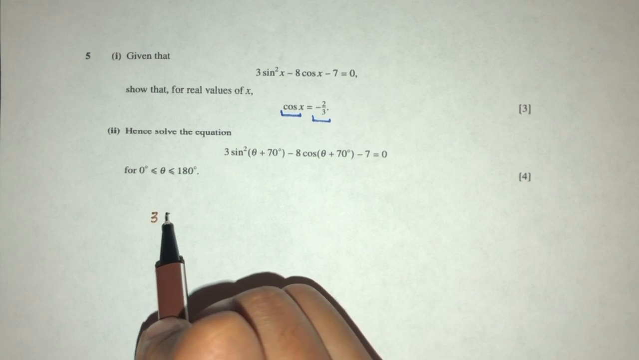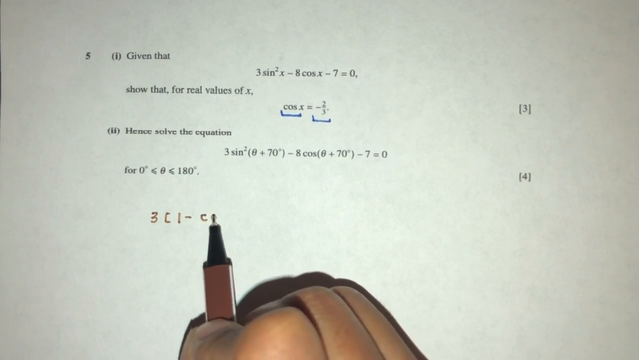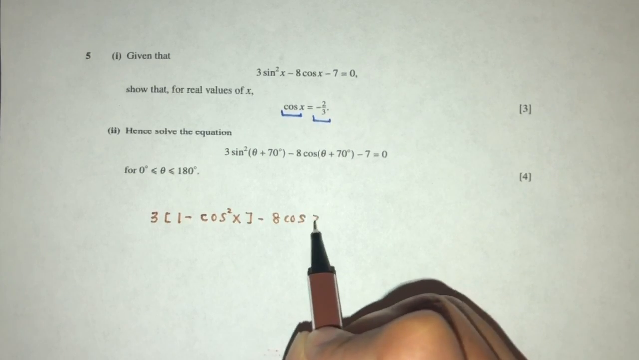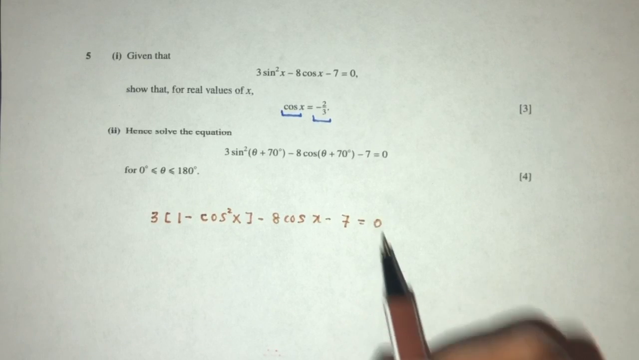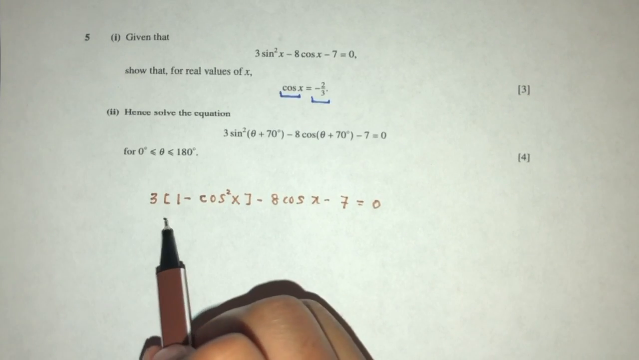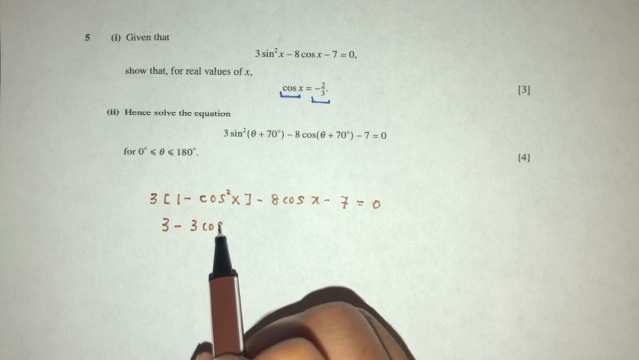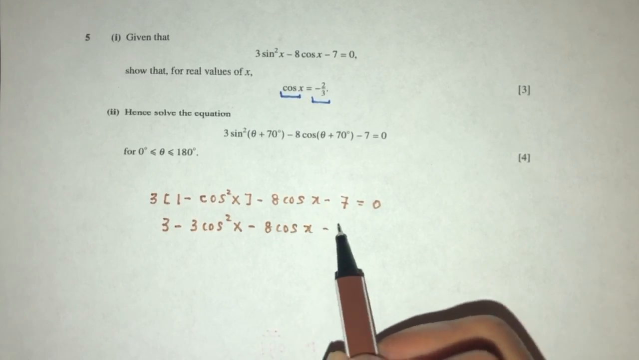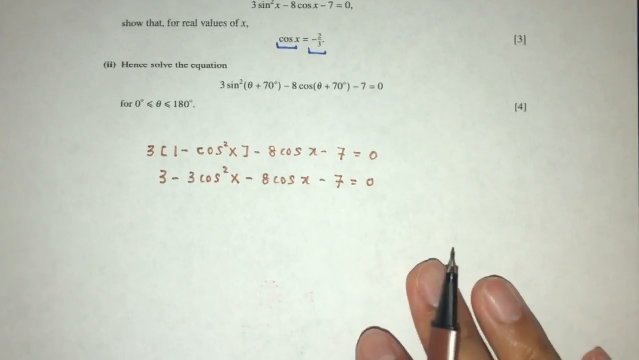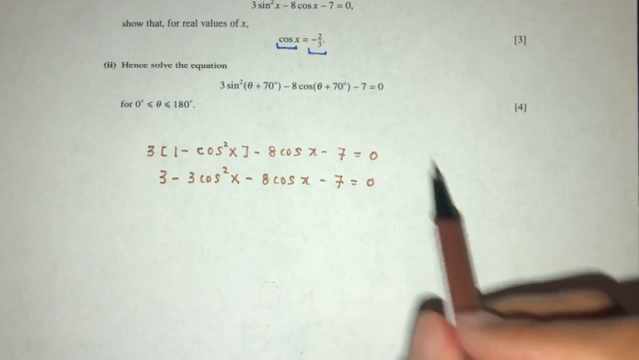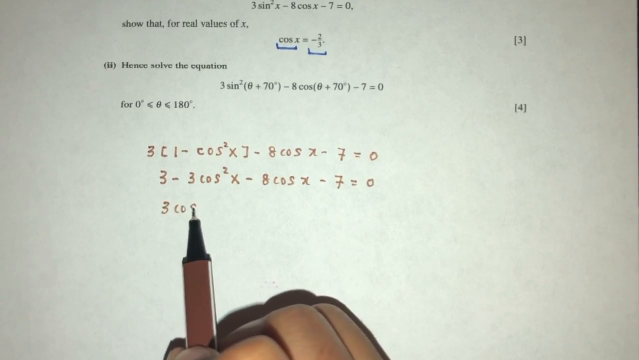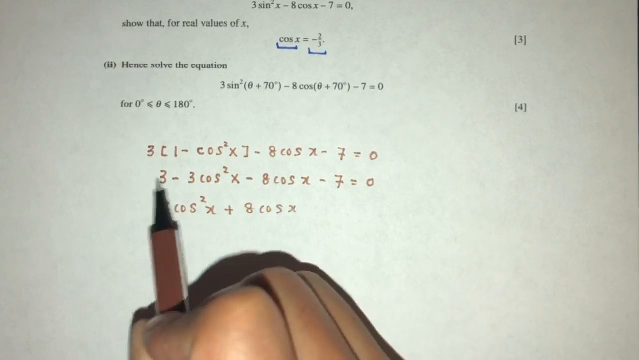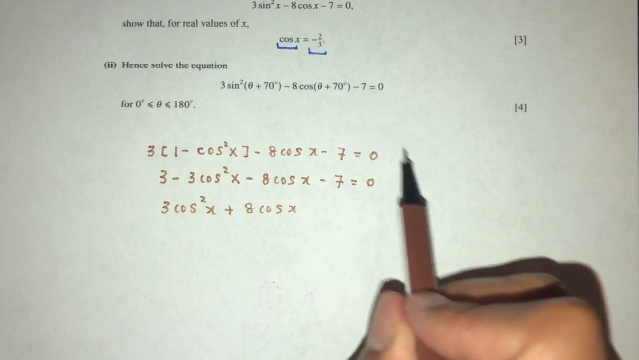So let's first change, what is sine squared x? It is 1 minus cos squared x. So 3 times that, minus 8 cos x minus 7, has to be 0. Now we can simplify. That will be 3 minus 3 cos squared x minus 8 cos x minus 7 has to be 0. Now we can definitely send everything to one side. You will have 3 cos squared x plus 8 cos x. 3 minus 7 is minus 4. Send this over here, becomes plus 4.